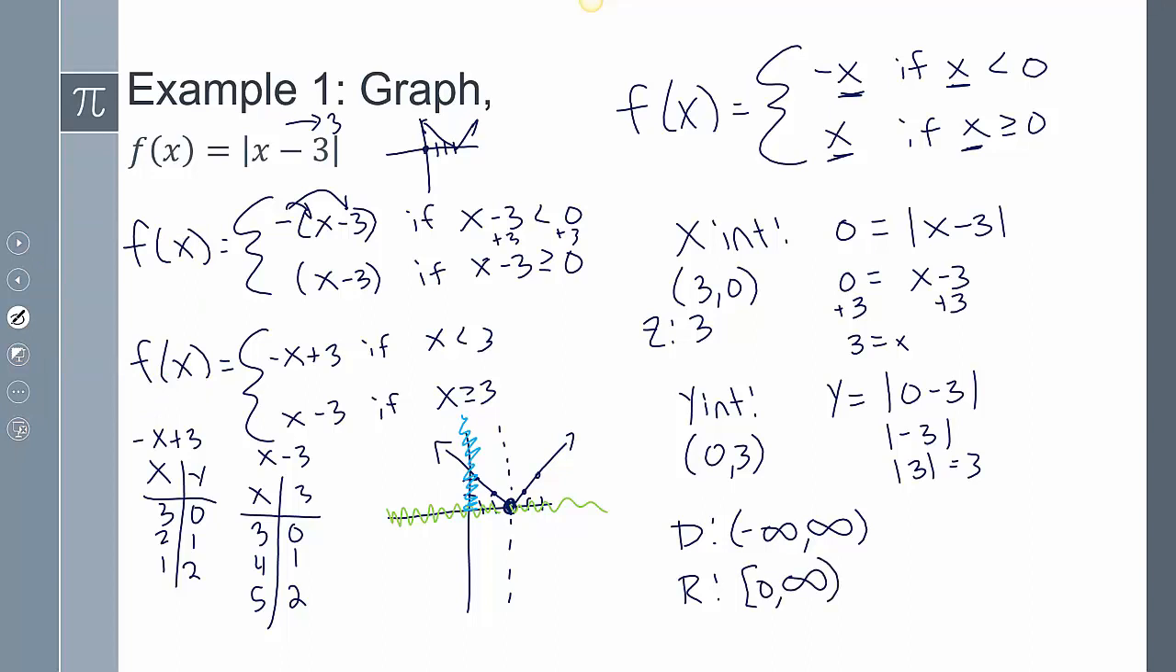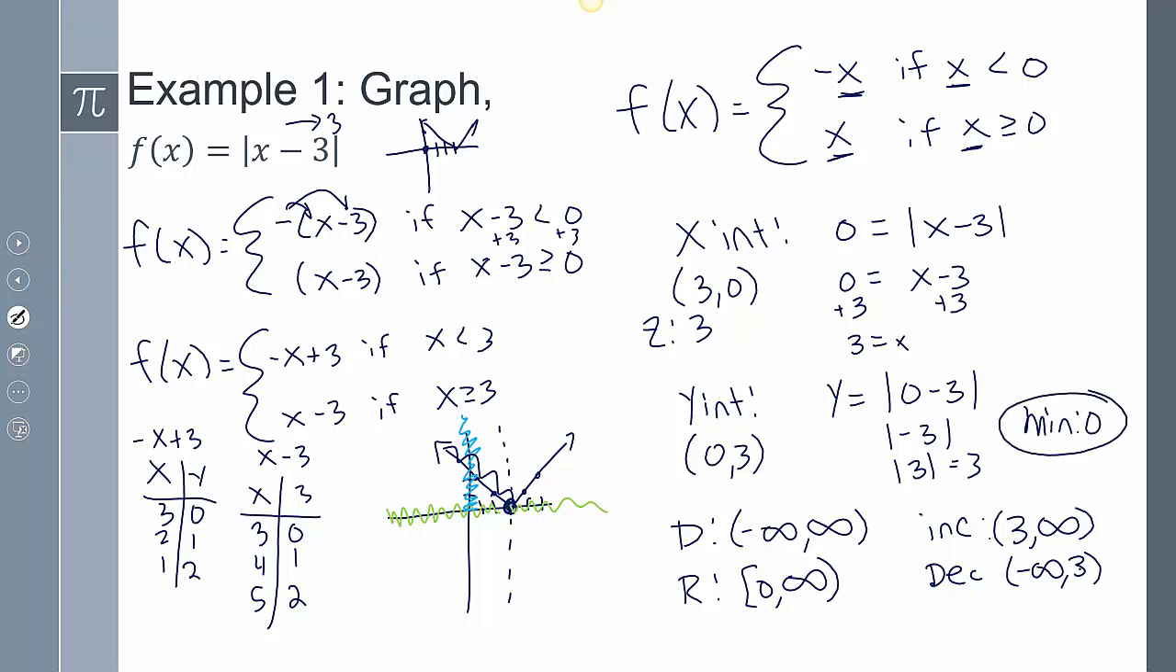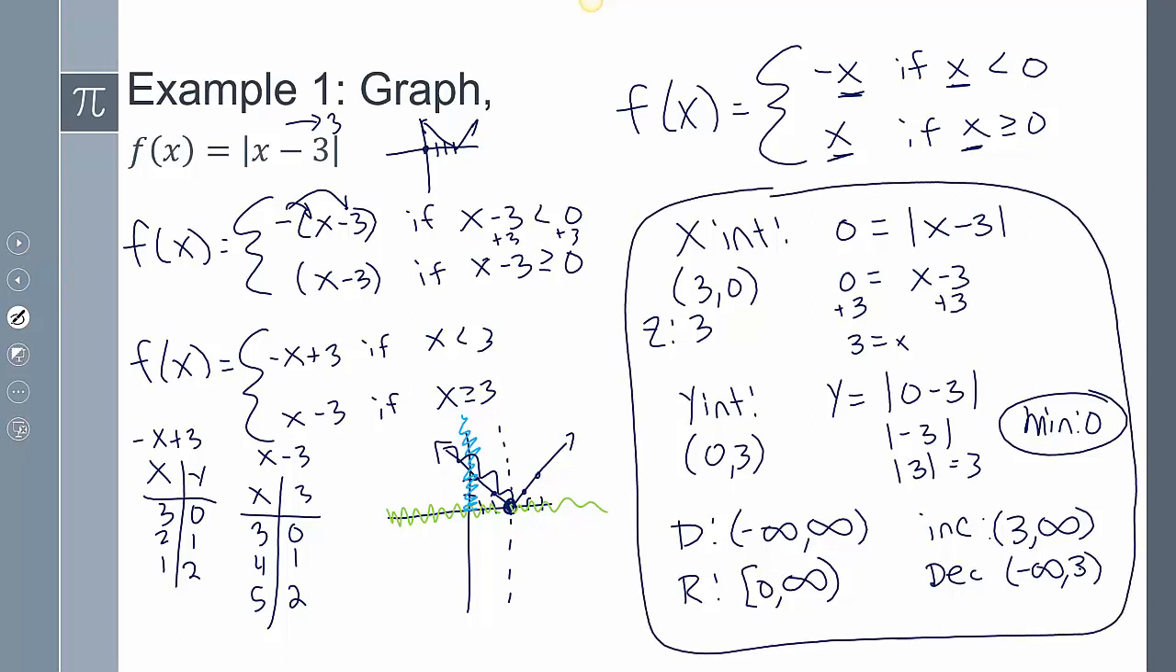Intervals of increase and decrease. It's going to be decreasing, because if you notice it's decreasing, from negative infinity all the way to positive 3, and then it's going to be increasing from 3 to positive infinity. And then extrema, so max and mins: I have a minimum of 0. So all of this here is just describing the function in multiple ways.